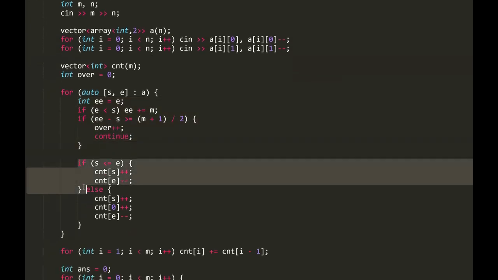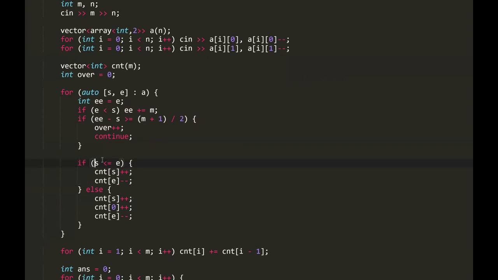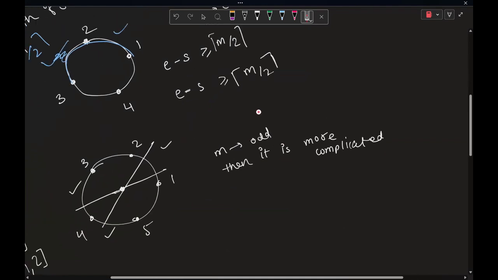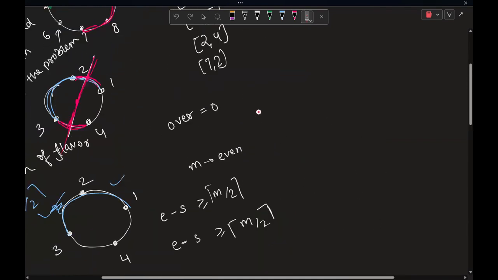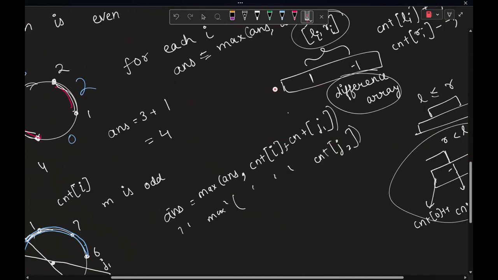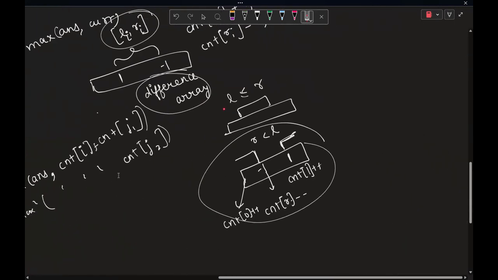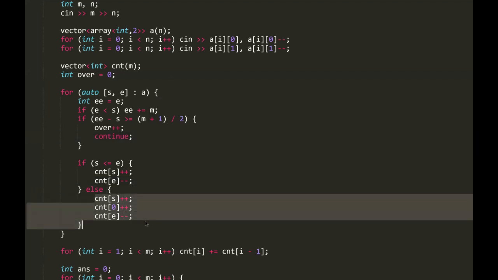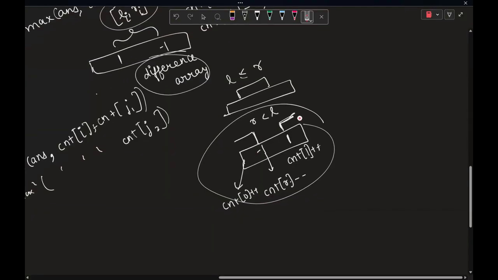After that, I'm checking if s is less than or equal to i, which is the normal case of a difference array. So I'm just using the normal difference array way. In the other case, which is not really that common, what we are doing is just implementing it in a different way. Now, if you know about difference arrays properly, then this should probably not be hard.